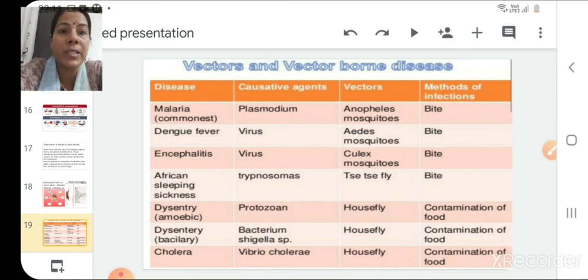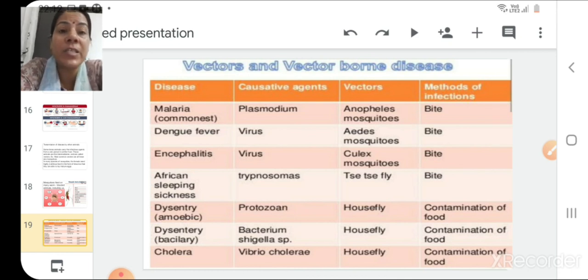The third disease is encephalitis, which is caused by a virus, and here again a mosquito acts as the vector, which is the Culex mosquito, and this disease is spread by bite of the mosquito. Now there is a different type of vector-borne disease known as African sleeping sickness. Why is it called sleeping sickness? Because in this disease the patient sleeps for many hours. It is caused by Trypanosoma gambiense, the vector is the tsetse fly, and it spreads through the bite of the tsetse fly.